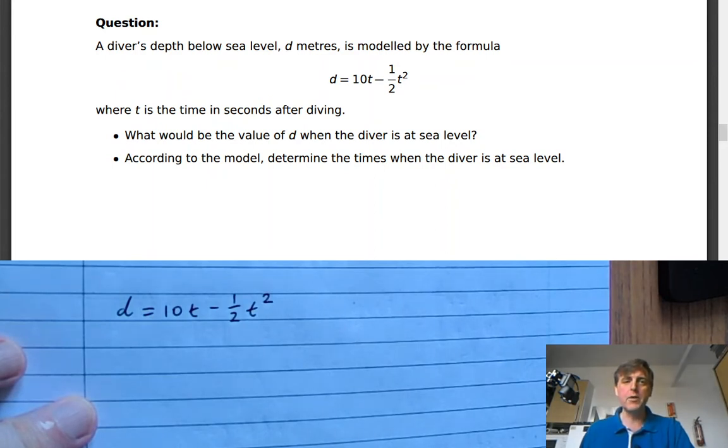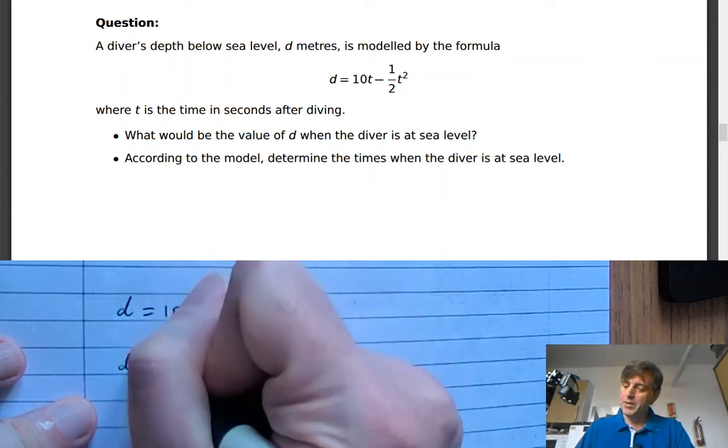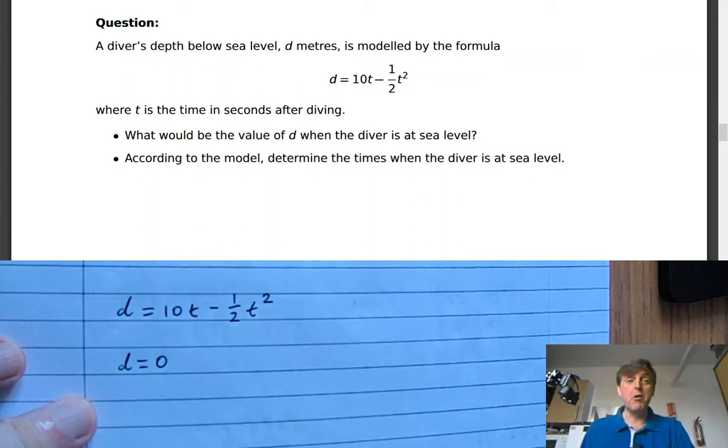So the question we had, first of all, what would be the value of d when the diver is at sea level? Well, what does the question say? d is the depth below sea level. So at sea level, we must be 0 meters below sea level, or 0 meters away from sea level. So therefore, d would be equal to 0 at sea level.